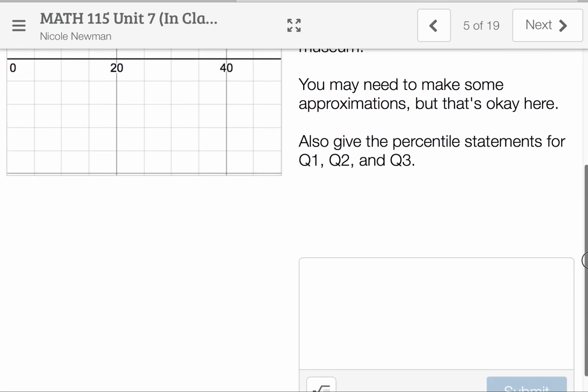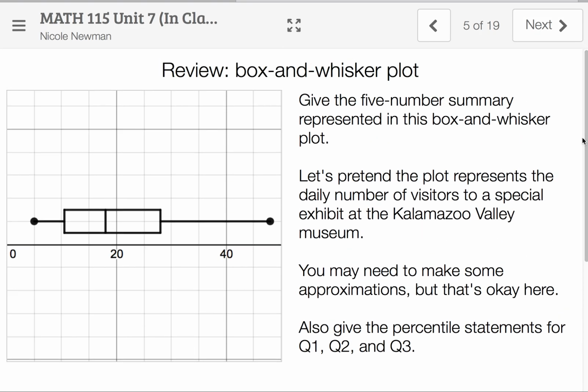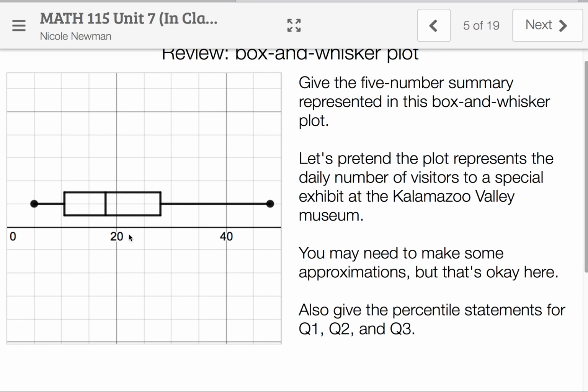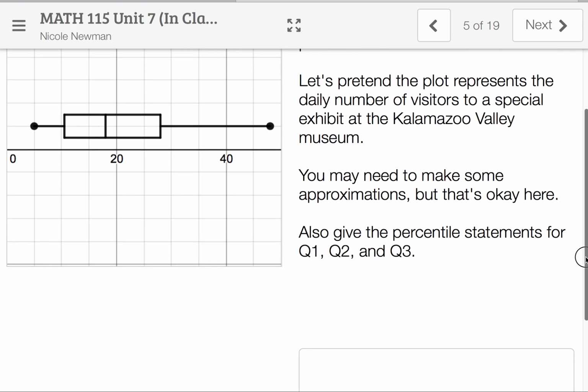Let's see, do I have space for that? I do. All right. We need to give the 5-number summary based on this box and whisker plot. And we're pretending it's the number of visitors to some special exhibit at the Kalamazoo Valley Museum. You can make some approximations, but I think we can find them by clicking on the picture, the graph over there. And we need to give percentile statements for Q1, Q2, and Q3.